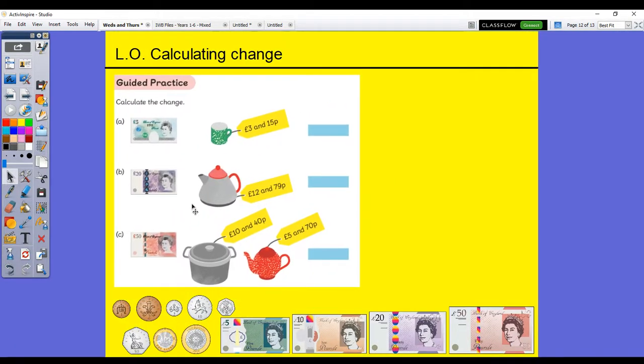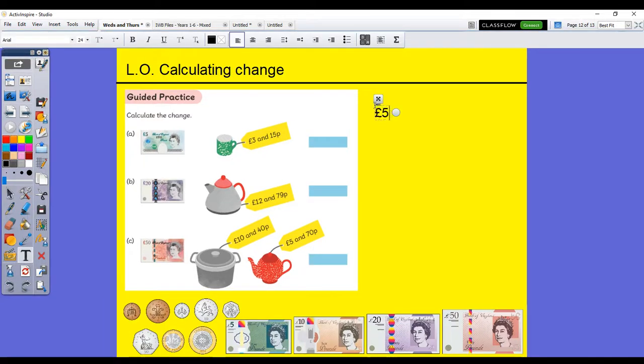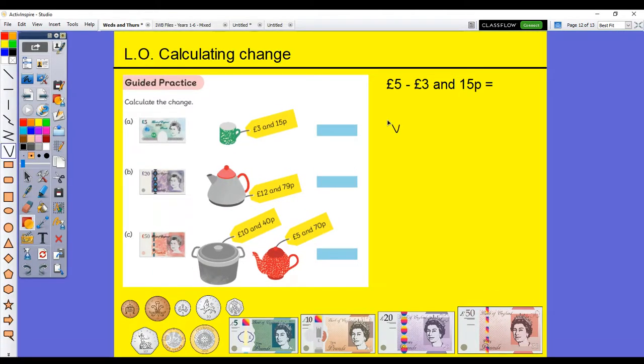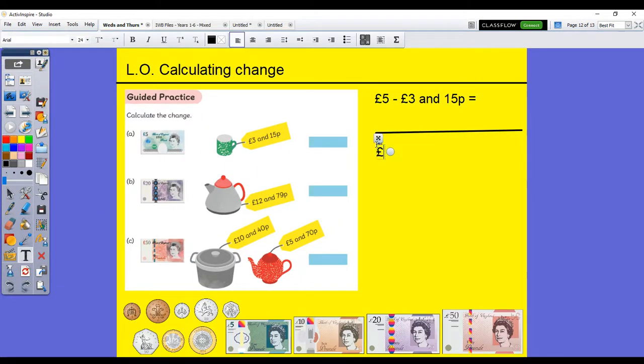We have £5. Okay, so if we had £5 and a cup of coffee was £3 and 15 pence, our calculation would be £5, take away £3 and 15 pence. Okay, so if we had our number line, and we started on £3 and 15 pence.